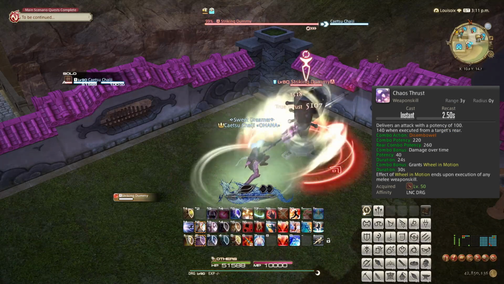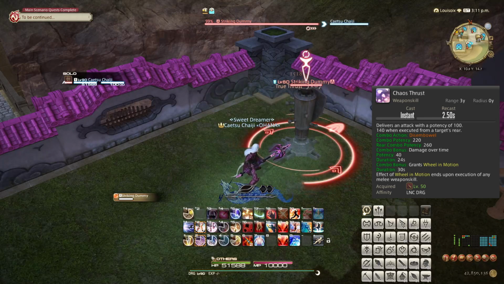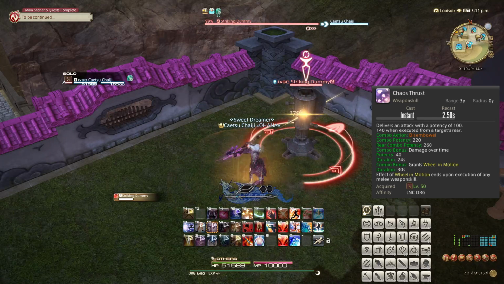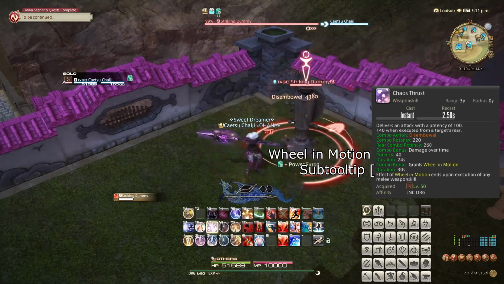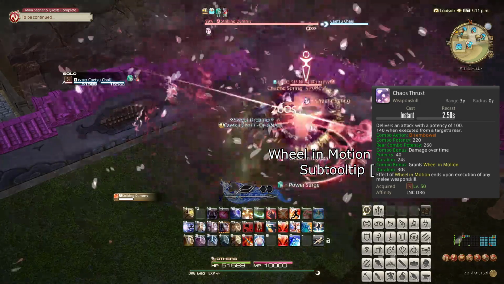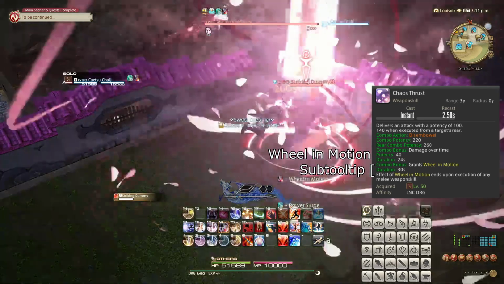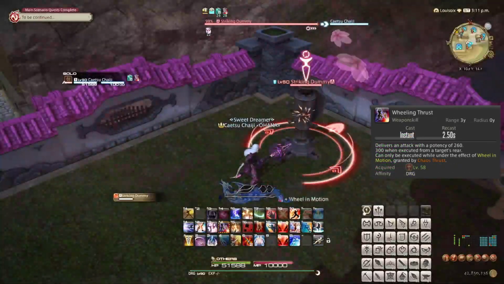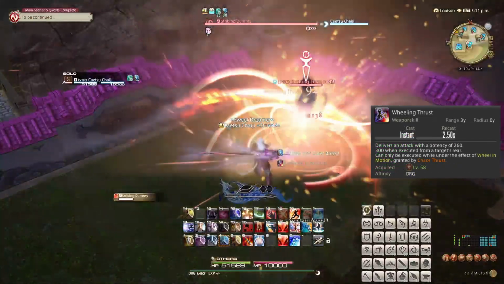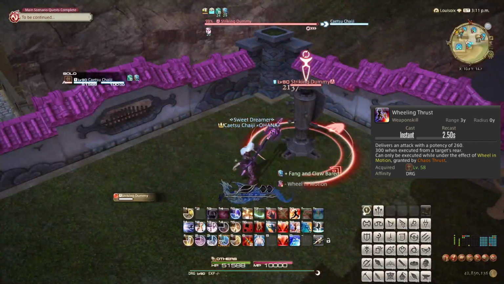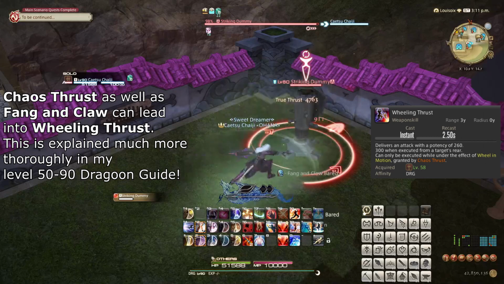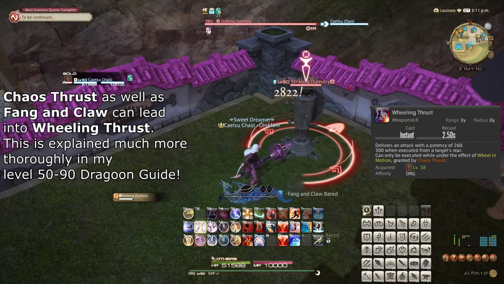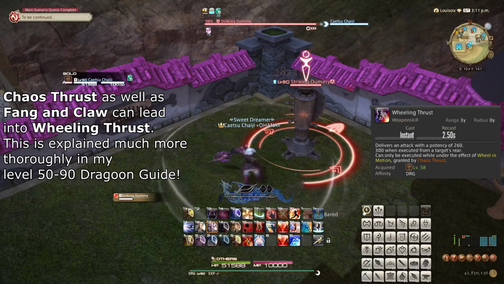Anyway, back to Chaos Thrust. After the duration, it denotes that it also grants the Wheel in Motion buff, and that it ends if you cast any weapon skill. The only purpose Wheel in Motion serves is that it allows access to the weapon skill Wheeling Thrust, which is not exactly a combo action, but is designed this way because you can combo into this action from 2 different directions. It is simply easier to understand that 2 actions grant the buff enabling it.